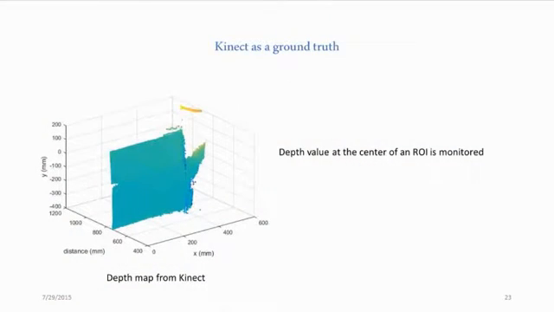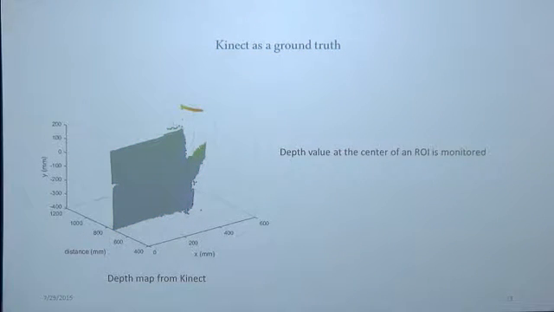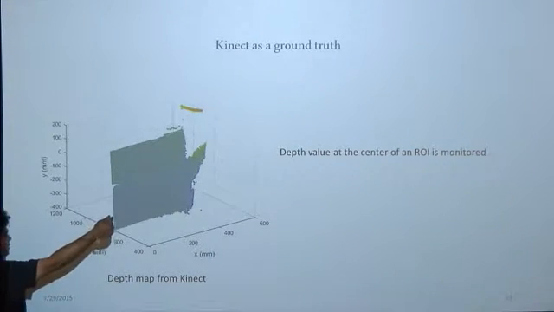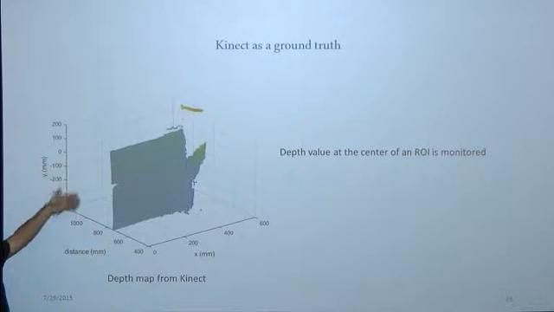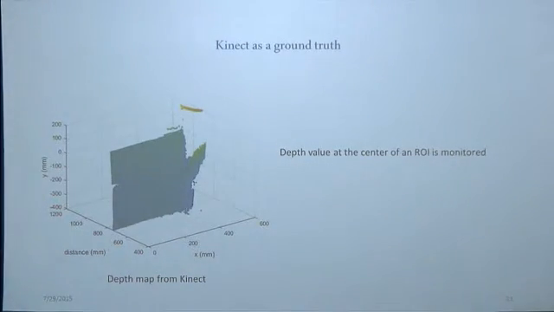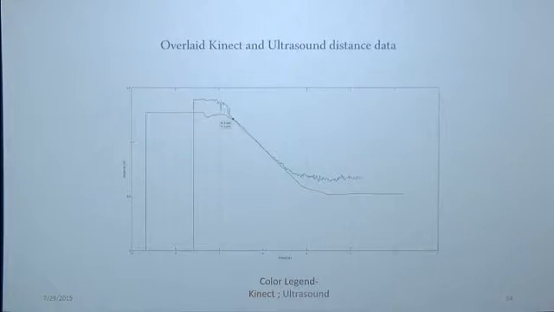So basically what I mean is, let us assume that this is actually the setup that we were considering. So there was a Kinect facing the setup, and this 2D plane surface was moved backward and forward in one dimension across this dimension, and this represents the depth map of the Kinect. So we monitored the depth value at the center of an ROI that represented our object, and that's how we got this plot.